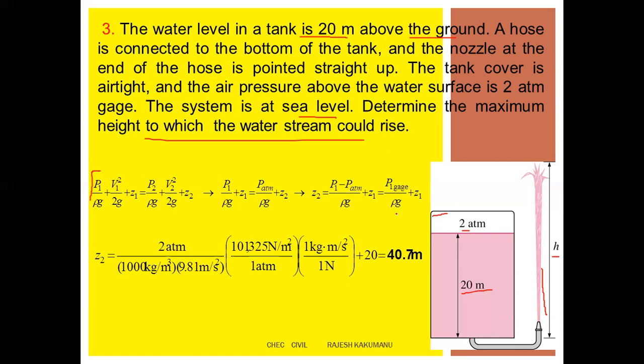Now therefore Z2 is equal to, and the pressure is given as 2 atmospheric. So therefore 2 atmospheric divided by 1000 kg per meter cube into 9.81. Then what is the datum line? H is the height, H is this one. H is equal to 20. So to solve this one, we are getting 40.7 meters. That is the datum energy. When this is Z1, this Z2 comes below it.